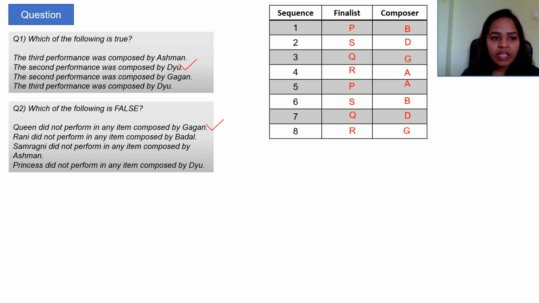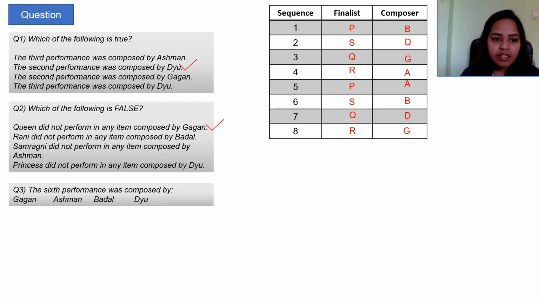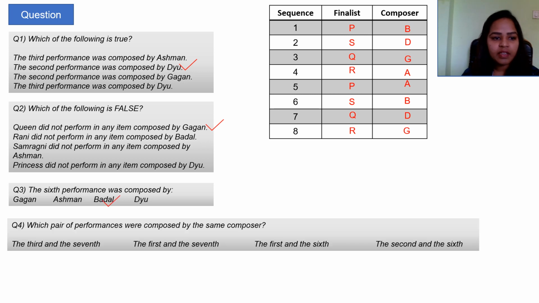S did not perform any item composed by A. So S performed items composed by D and B. So yeah, this is again true, third statement. Princess did not perform any item composed by D. So Princess performed items composed by B and A. So again, the last statement is true. So the only statement that is false is the first statement. The sixth performance was composed by whom? Sixth performance was composed by B.